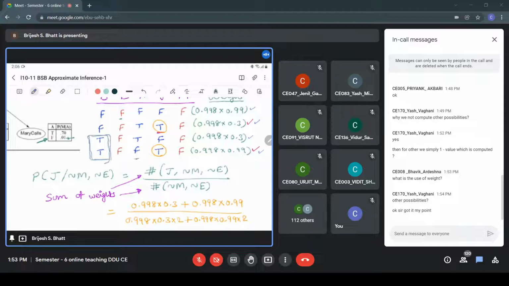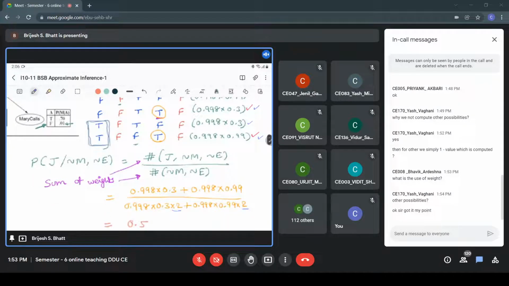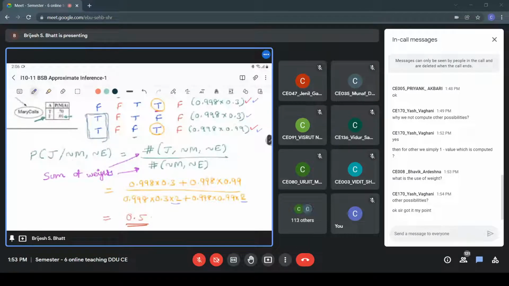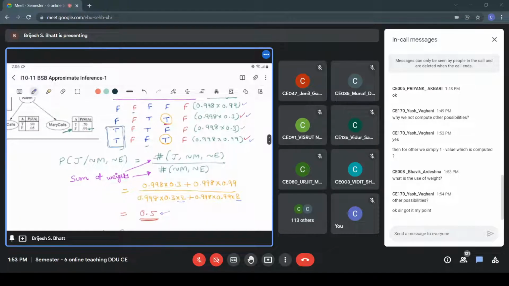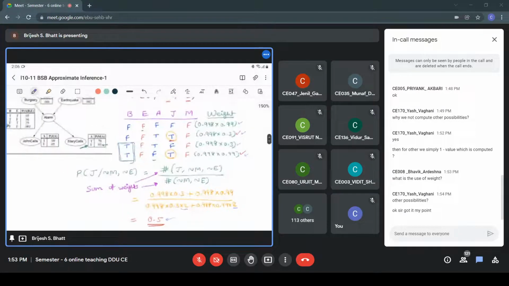So 0.998 into 0.99 comes twice in our example, so I multiplied by 2. And 0.998 into 0.99 also comes twice, so I have put multiplied by 2 in the example. So this will be something like this. And the final answer will be 0.2. Sorry, 0.5 or 1 by 2. Right. So this is the probability of seeing John call, given that Mary has not called and the earthquake has not happened.